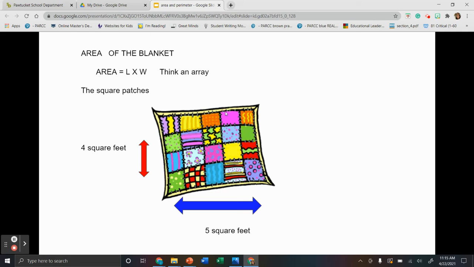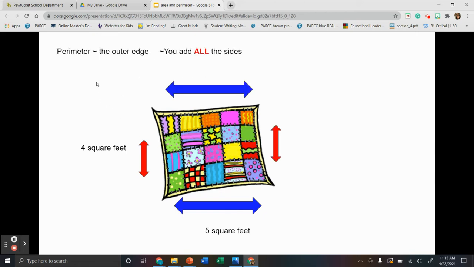And the squares kind of give you a good visual, all right? So in this picture, she has 4 square feet this way, and she has 5 square feet this way. So if we wanted to know how big this blanket was, how much area it would cover on the whole bed, we don't want to make it smaller. We would multiply. So to find area, you multiply length times width, okay? So 4 feet times 5 feet, and that would be 20 square feet, okay?